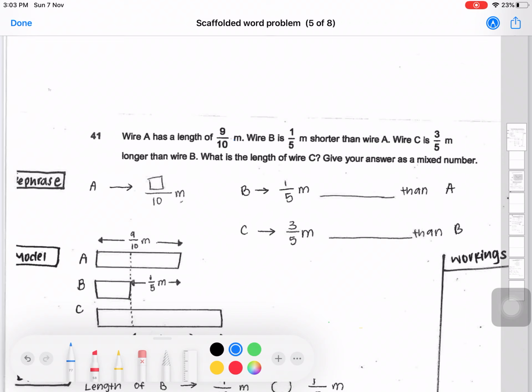Use green pen to do corrections. Let's start with question 41.